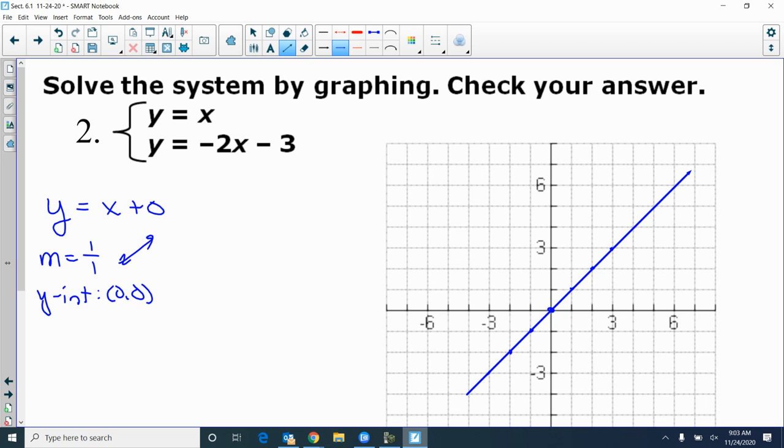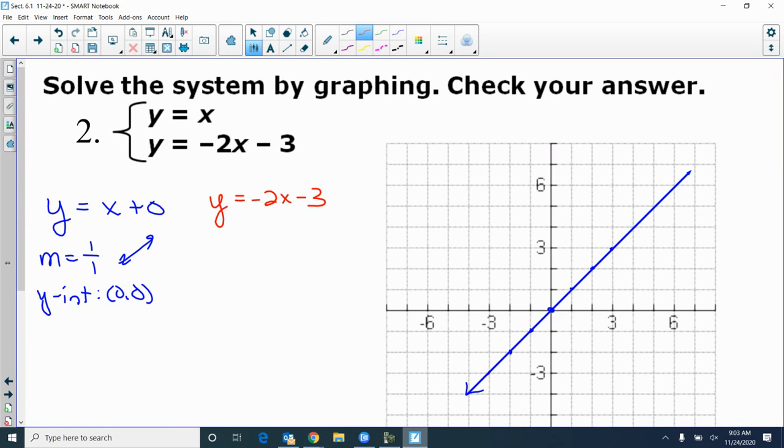All of those points, even the ones that don't hit at nice numbers, are all answers to that equation. There's an infinite number of them, because that line just keeps going on and on and on. That's why I need to make sure I put arrowheads on. So that second one is y = -2x - 3.